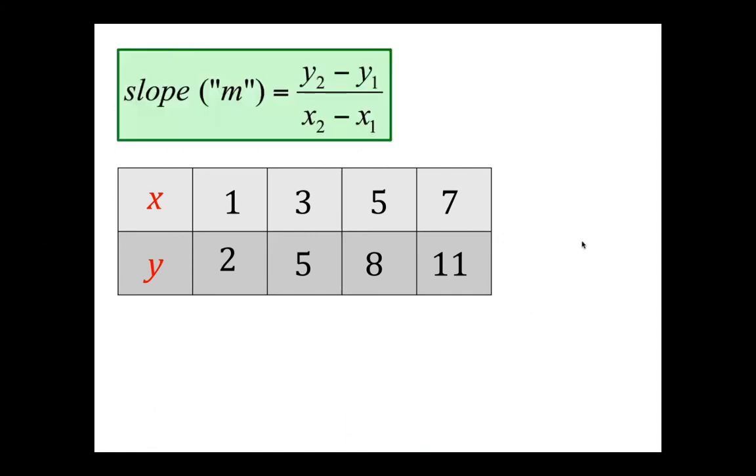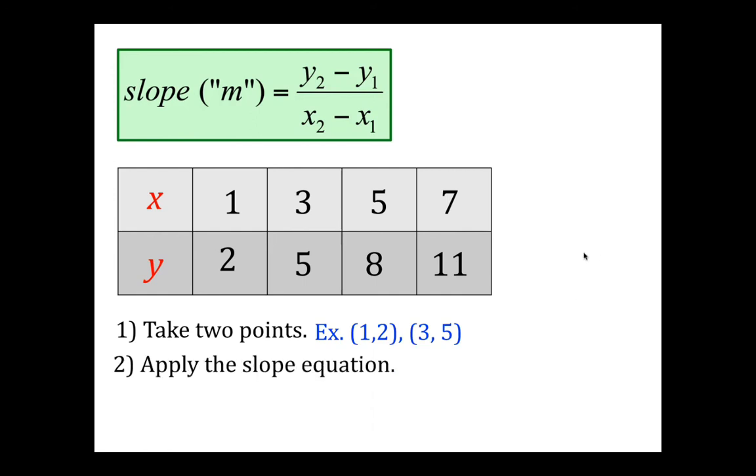So for example, I'm just going to go ahead and take the 2 points (1, 2) and (3, 5), but you can really take any 2 ordered pairs you'd like. And then I'll go ahead and apply the slope equation. I'll assign (1, 2) as my first ordered pair, and then (3, 5) as my second ordered pair. And now I'll go ahead and plug those values into my equation.